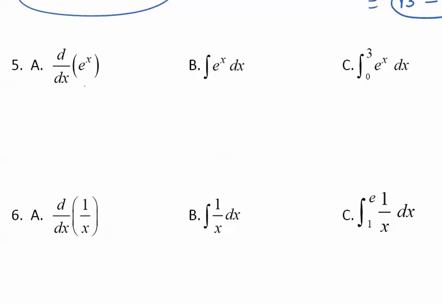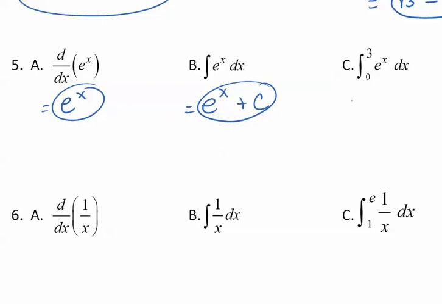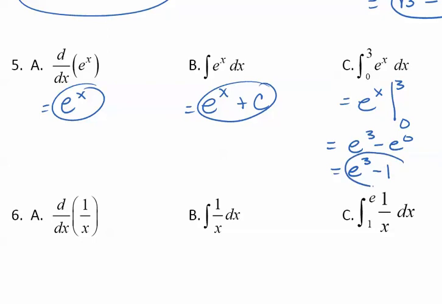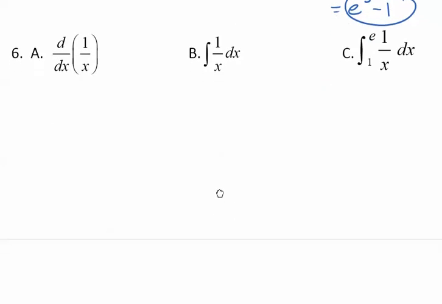In number 5, the derivative of e to the x is e to the x. So the integral is e to the x plus c. And then we evaluate e to the x from 0 to 3. So we would have e to the third minus e to the 0. And of course, e to the 0 is 1. So again, you could change that to decimal form and round it off, but why not leave the exact answer?